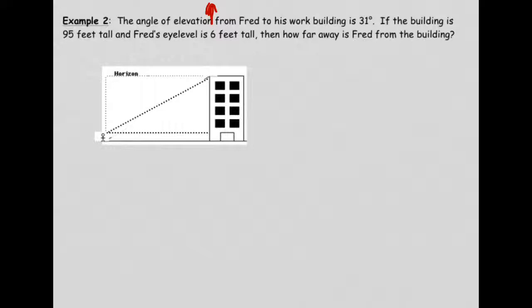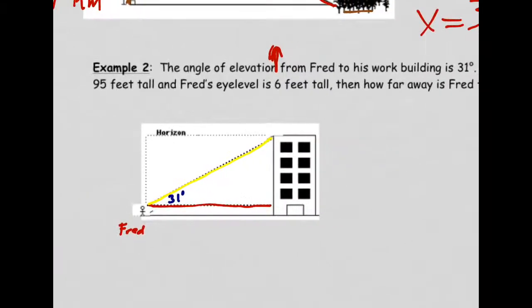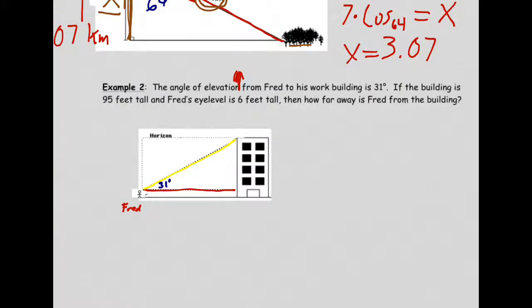All right, anyway. The angle of elevation from Fred to his work building is 31 degrees, and so we can mark that. Here's Fred, and the angle of elevation from where his horizontal line meets his eye to his line of sight is 31 degrees, right? If the building is 95 feet tall and Fred's eye level is 6 feet tall, then how far away is Fred from the building?